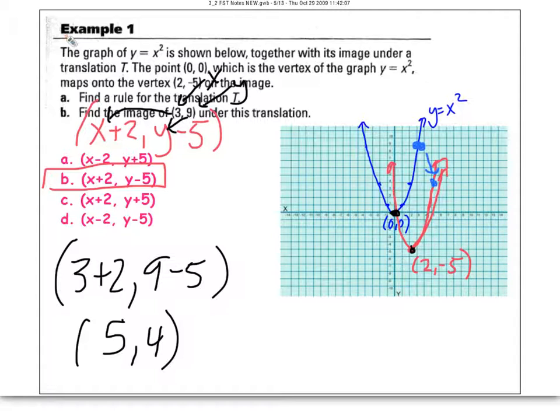Let's actually do one more question on here and talk about what is the range of the new translated image or the red graph. Remember domain and range. So the range is the y values. So on here, I would say the range is all the y's that are greater than or equal to -5, because the red graph doesn't start till the y's are -5 and then it continues to go.